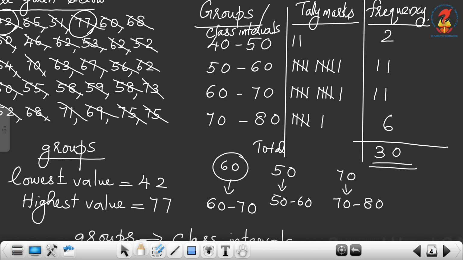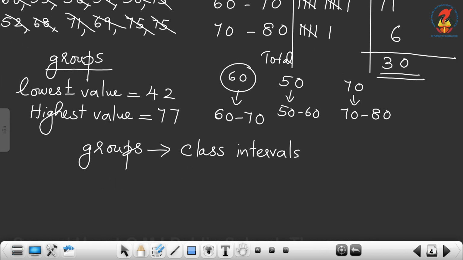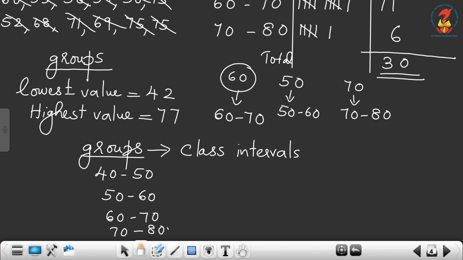Class intervals. These groups are known as class intervals. How many class intervals are there? Here we can see that there are 4 class intervals. The groups here are 40 to 50, 50 to 60, 60 to 70 and 70 to 80. These groups we can call class intervals. So instead of writing groups, from now on we will write class intervals.